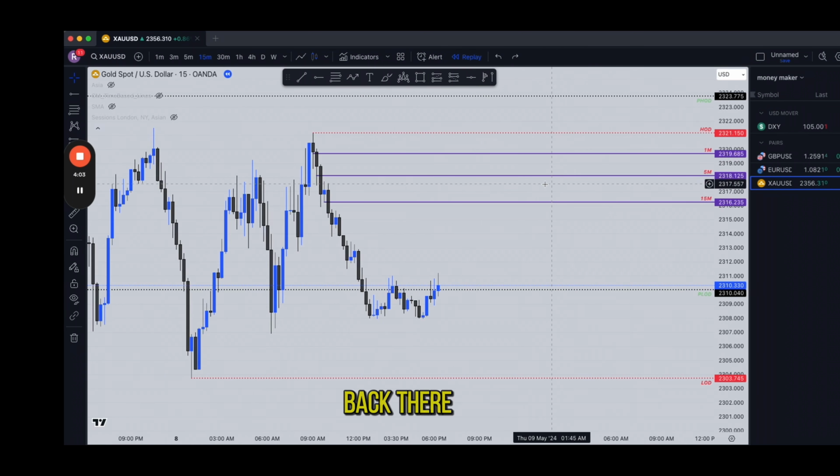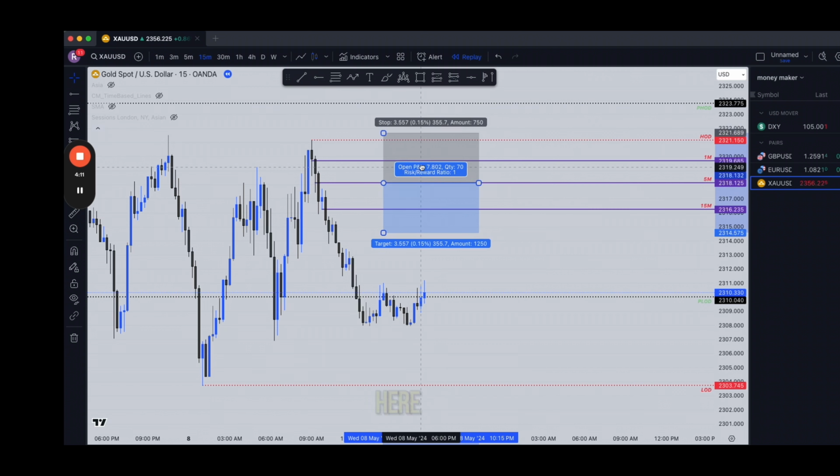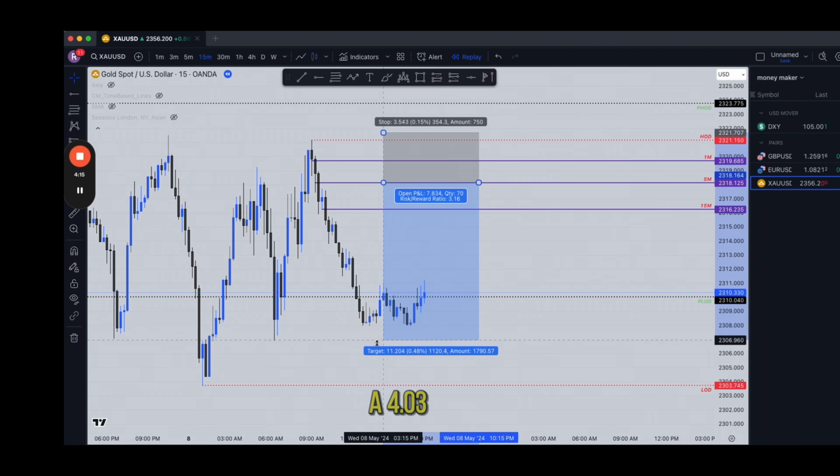Let's put that back there. So in this case here, I don't like how the M15 was so far down. I knew it could have took it, but it wasn't worth my R to R. So I entered off the M5 here. And then I covered the high of the day, and I had a 4.03R.